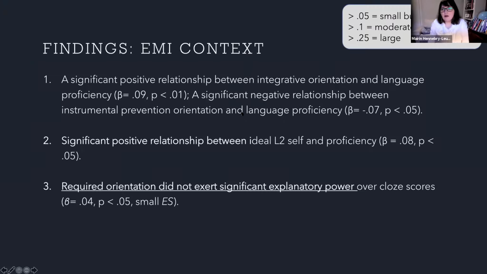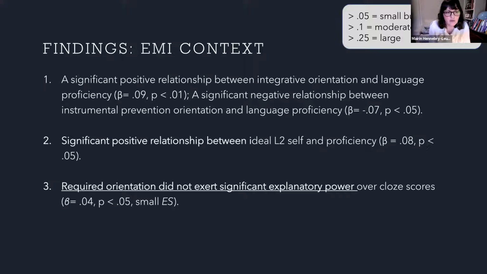Okay, so in the EMI context, and this is where I think you said the instrumental promotion would be the strongest. So what we saw was a significant positive relationship between integrative orientation and language proficiency. That's fine. But then we ran a model again, and what we saw was that there was a significant positive relationship between ideal L2 self and proficiency. We didn't see any particular relationship between the required orientation or between instrumental promotion.